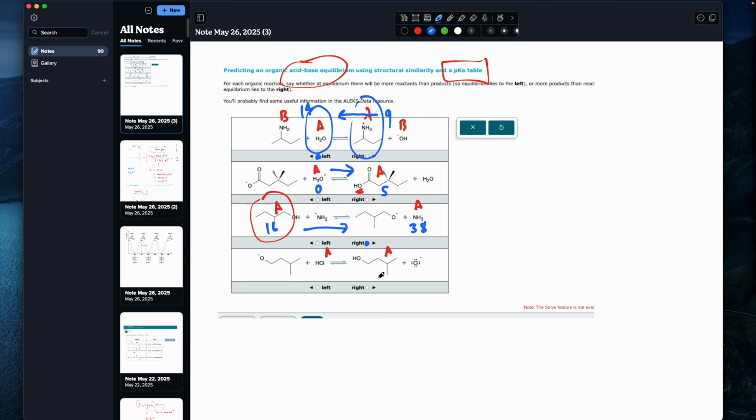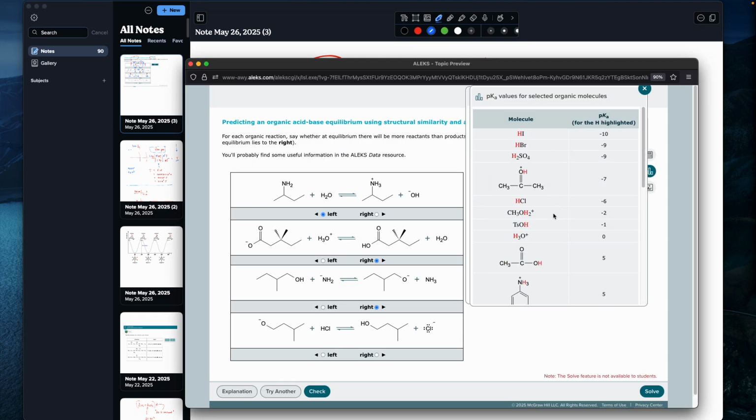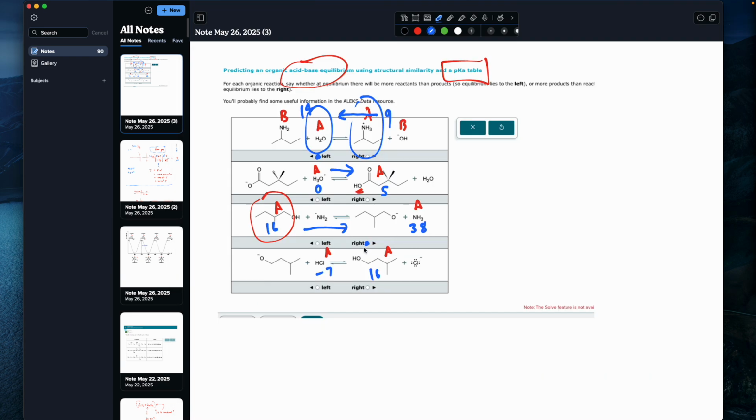Let's stick with our colors. 16. And this is going to be, oh, I don't know, -7, negative something. You know what? You're not supposed to have this memorized at this point. Let's find HCl. HCl is -6. Okay. -6. So clearly, can you see it doesn't matter if it's -6 or -7 because we're comparing it to 16. Clearly, we're going from the smaller to the bigger. It's going to go to the right.